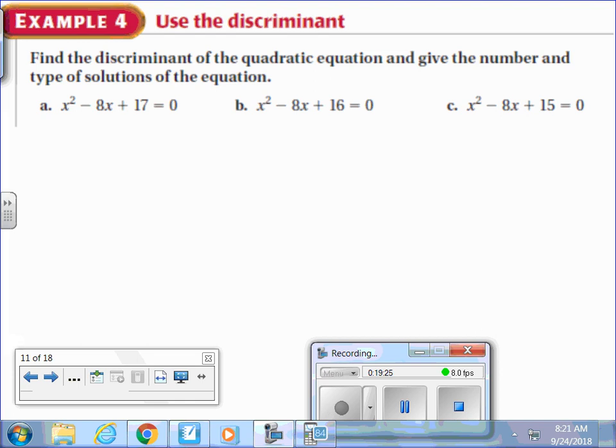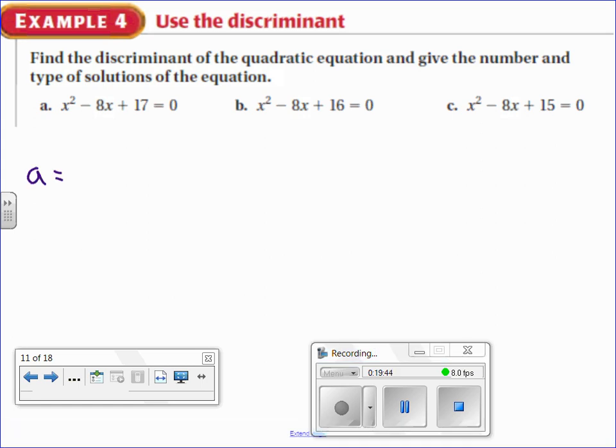All right, so we are just going to real quickly find the discriminant of these guys and give the number a type of solution. So we don't have to solve the whole thing. We just need to find the discriminant and say simply there's 2 real solutions or there's 2 imaginary solutions. All right, so let's try number A. What is A? What is B? What is C? We are set equal to 0, which is nice. 1, negative 8, and 17.